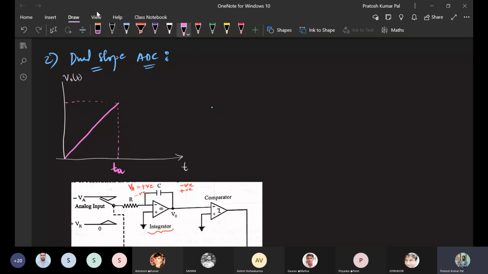After this maximum value, the reference voltage is applied, and this is the time called tb. So here two different types of slopes are used: one is a positive slope, another one is a negative slope. That's why it is called dual.